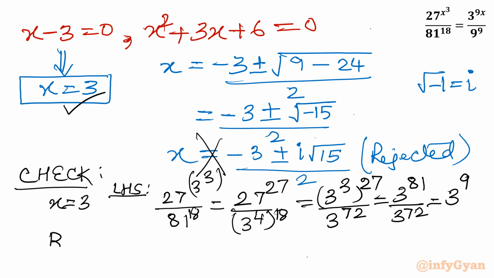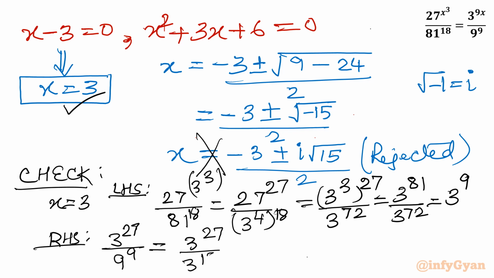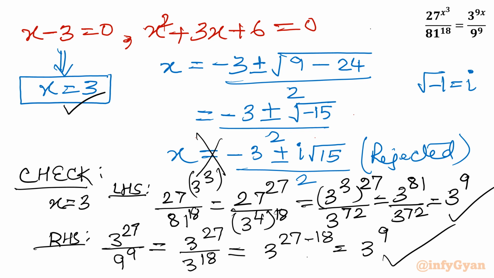Now let us take RHS. 3 power 9 times 3, so 27 divided by 9 power 9. So denominator we can write 3 square, so 3 power 18 it is. Okay, now I will write 3 power 27 minus 18. So this is converting 3 power 9, which is our LHS and RHS, both are same 3 power 9. So x is equal to 3 is true solution.